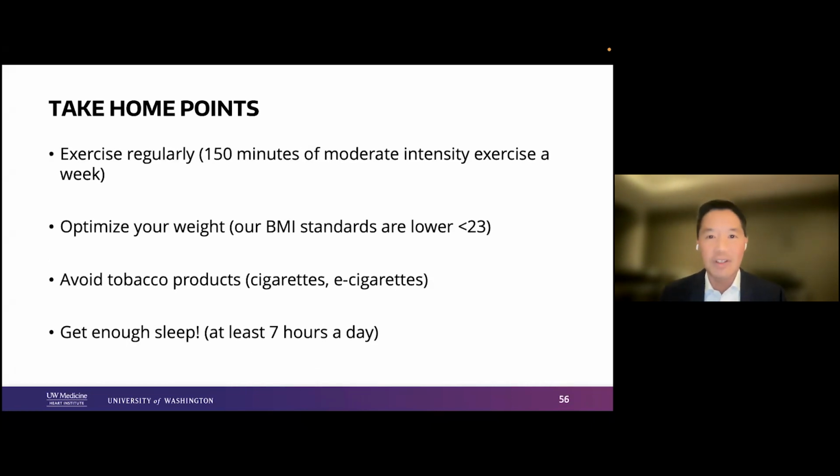And then exercise regularly. 150 minutes a week of moderate intensity exercise is the minimum that improves overall cardiovascular health.